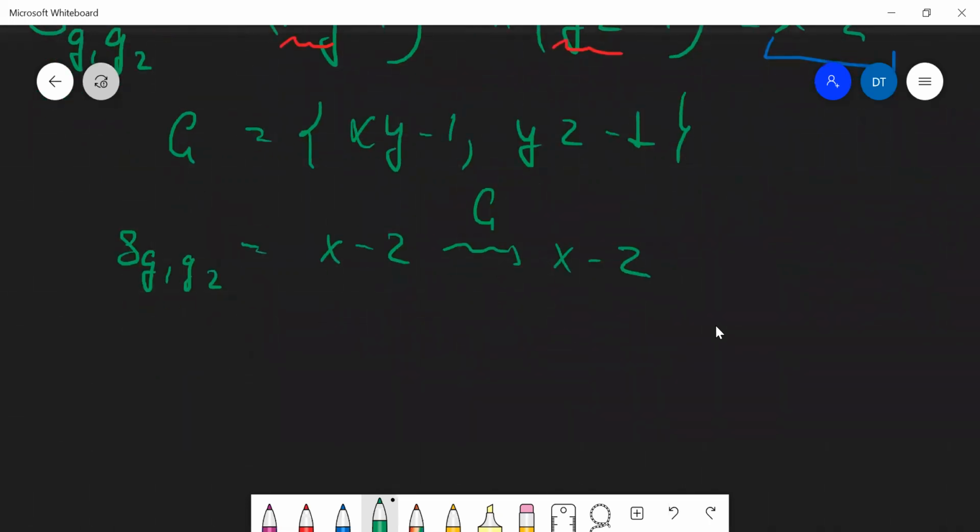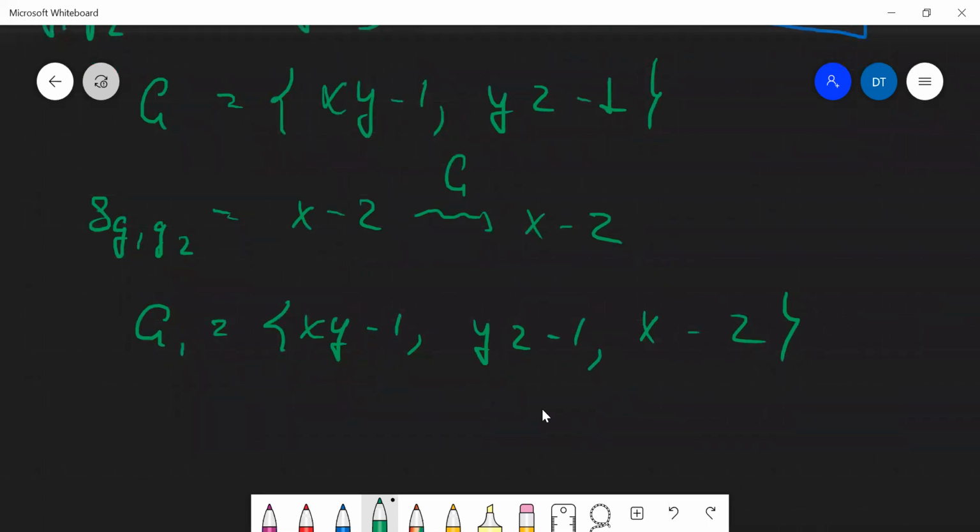Since it's not zero, we should add it to the previous set. So now we consider the set G1, which consists of the previous polynomials, and we add this polynomial x minus z. And now we should repeat the procedure. We should compute all possible S polynomials and try to reduce them to zero. Let me underline all the leading terms for clarity.